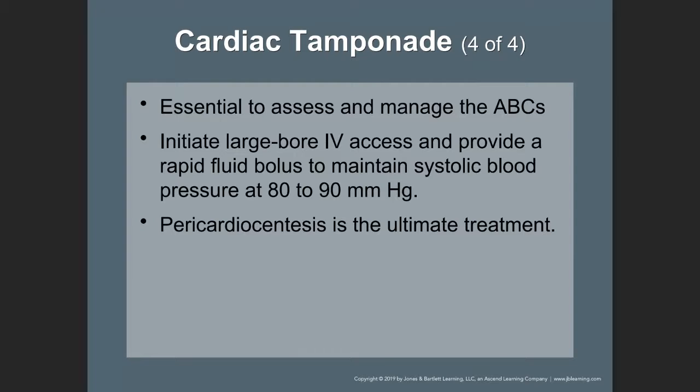It is essential to assess and manage the ABCs, initiate large bore IV access and provide a rapid fluid bolus to maintain a systolic blood pressure at 80 to 90 or 90 to 100 millimeters of mercury, depending on protocol. Pericardiocentesis is the ultimate treatment.